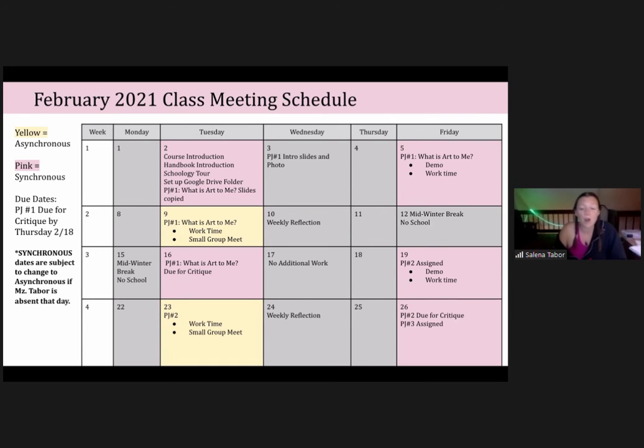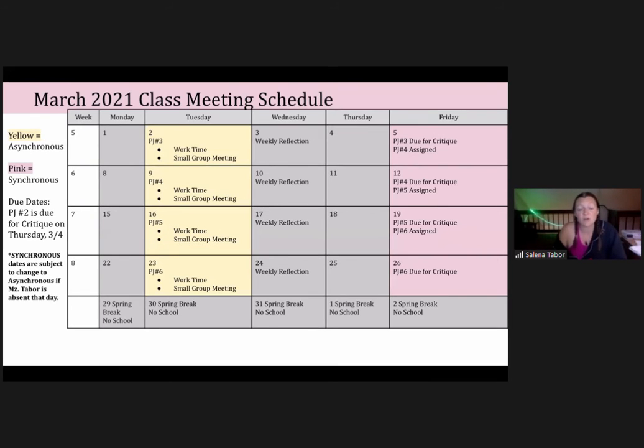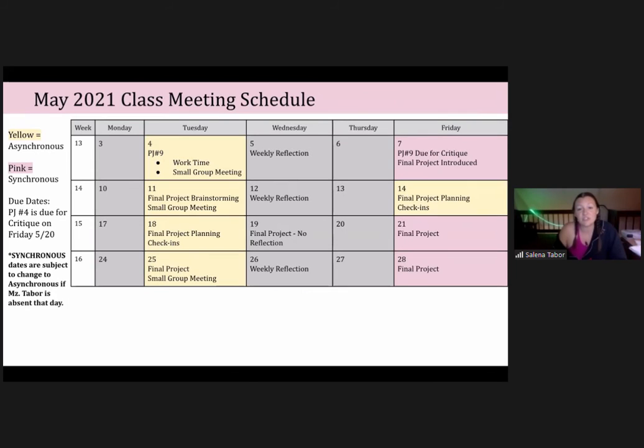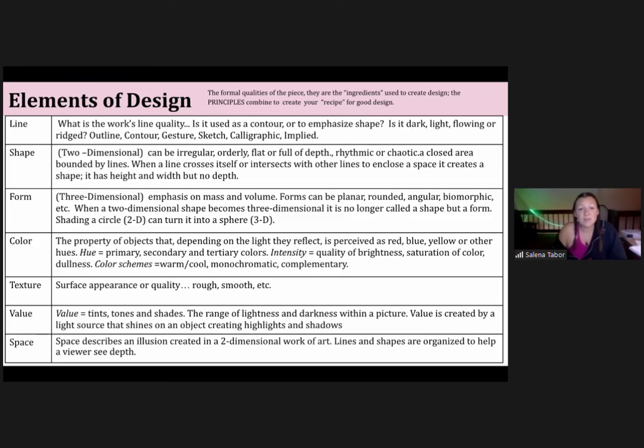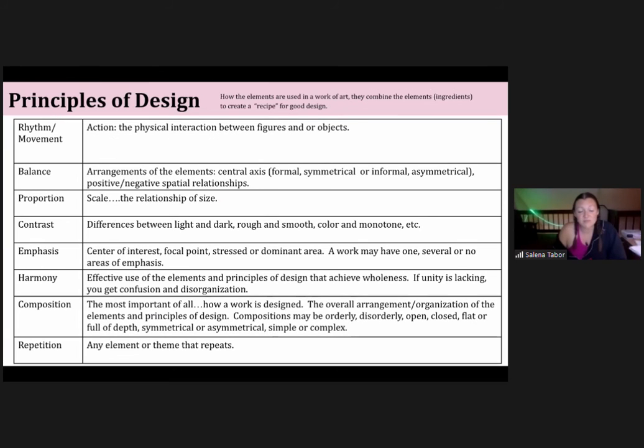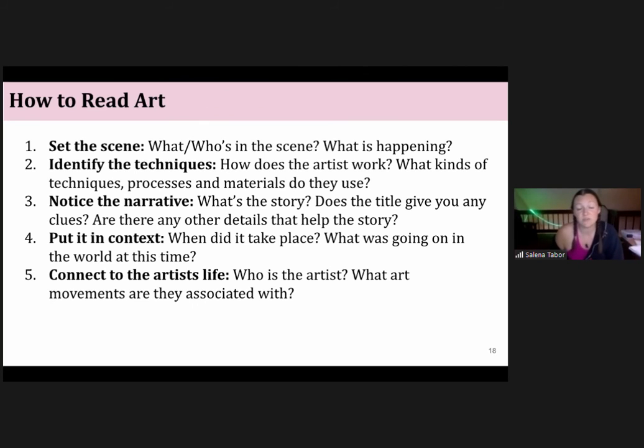This is the place where things might change, so keep a lookout and know that this is ever changing. The elements of design and the principles of design are these two charts here. We're going to go over them in greater detail in process journal number 2, but they're here for you to use if you need them.